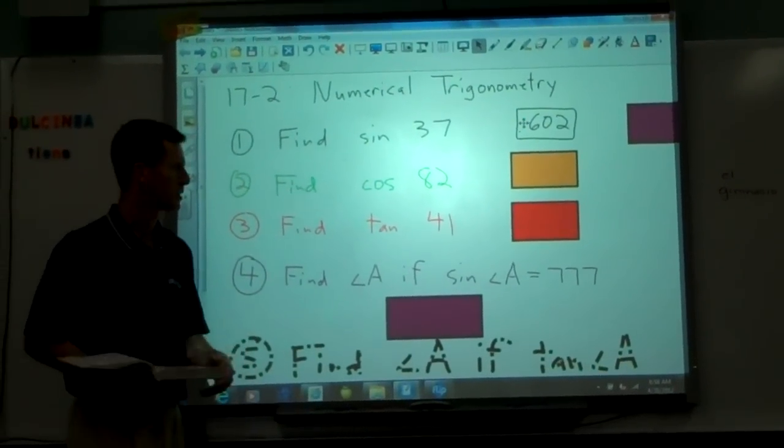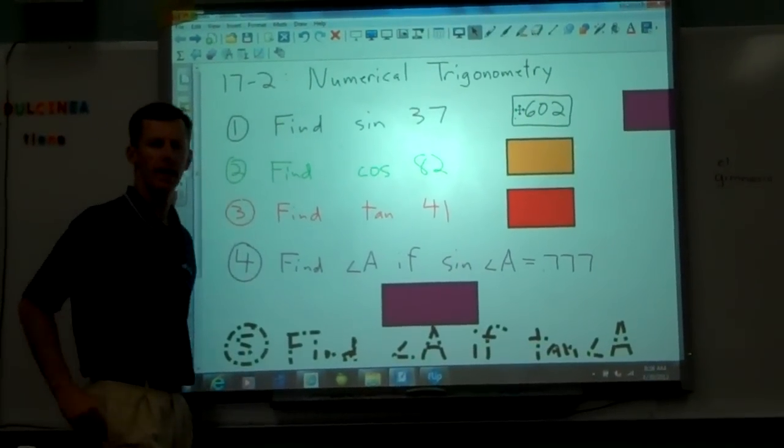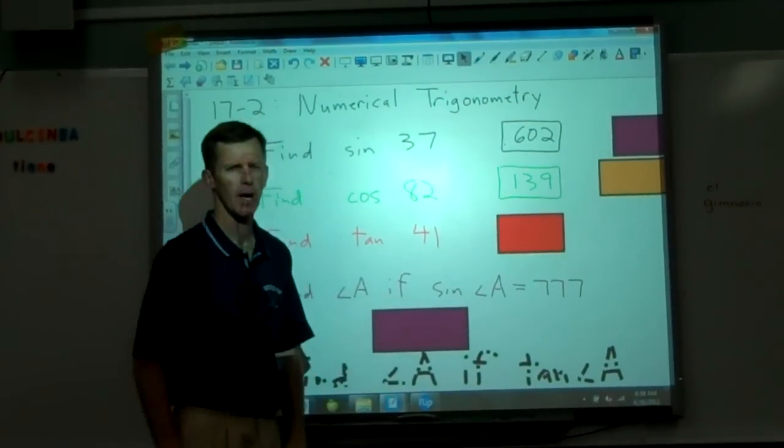Why don't you try the cosine of 82? So again, you could look down in the chart, and when you do that, you'll see under the cosine column, it's 0.139.